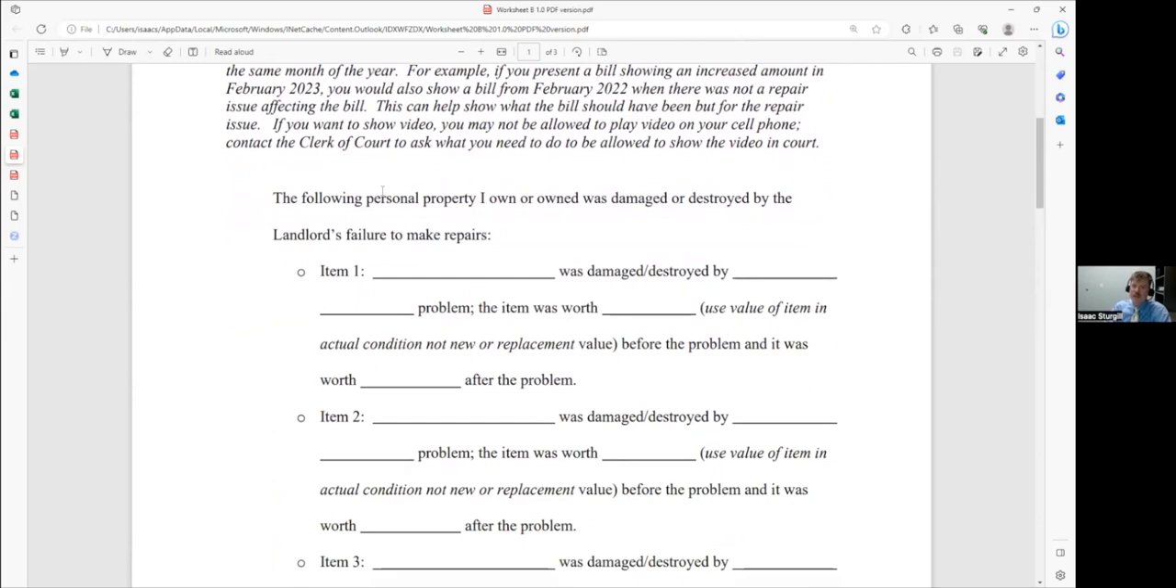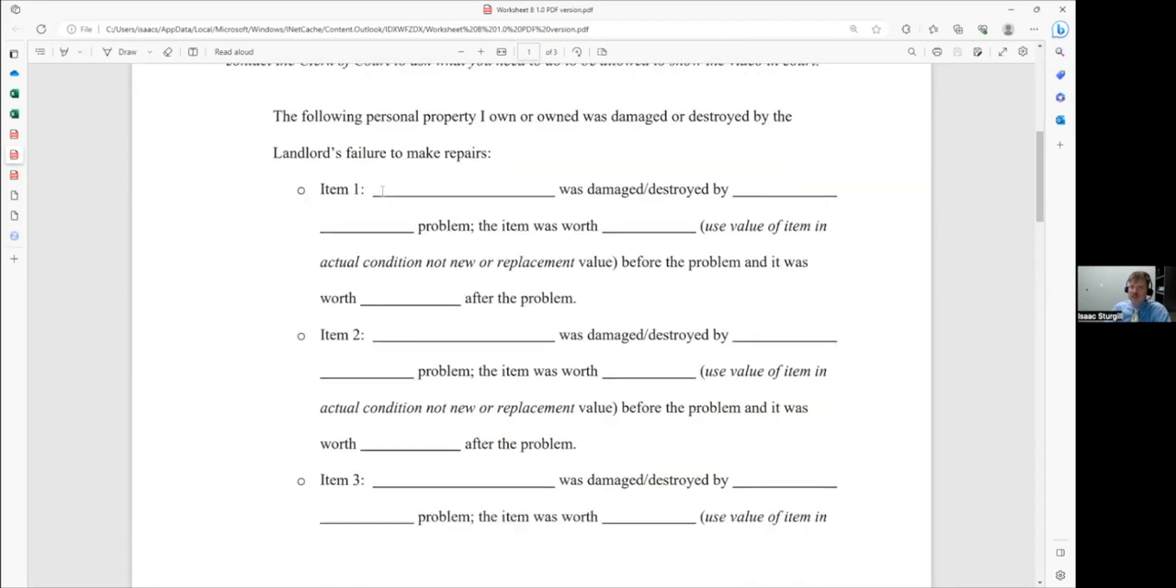But one of the types of out-of-pocket expenses could be if the tenant has had any property that's been damaged or destroyed because the landlord has failed to make repairs. So for example, that could be something like if there was a leak in the ceiling that the landlord refused to repair, and water leaked through the ceiling and ruined the tenant's sofa, for example. It made it moldy and the tenant had to throw it away. Those are the types of things that this is getting towards.